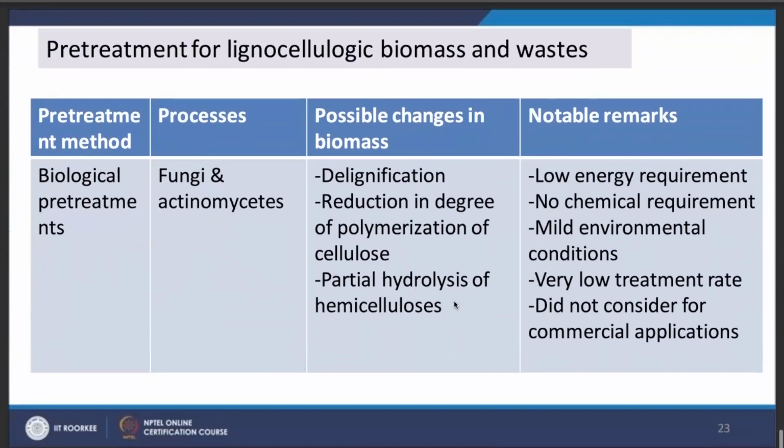Next, for the biological pre-treatment, we can use some fungi and actinomycetes. These are basically fungi only, they belong to fungi. So if we use certain fungi, they help in delignifying the material. They reduce the degree of polymerization and cause partial hydrolysis of hemicellulose, right? So again, these are reducing the complexity of the lignin, and then we can subject this to the anaerobic digestion processes, right?